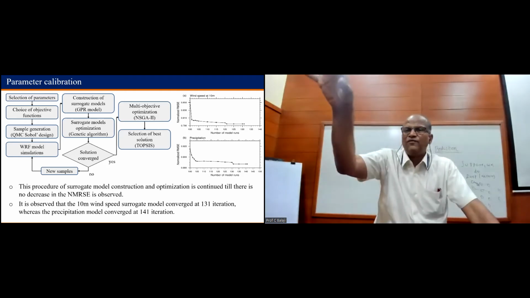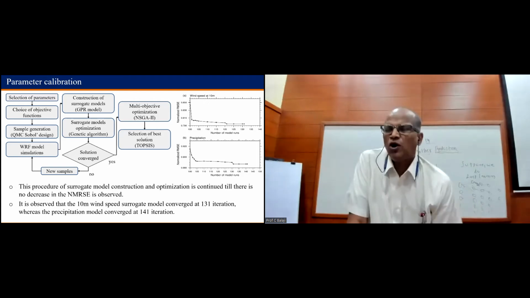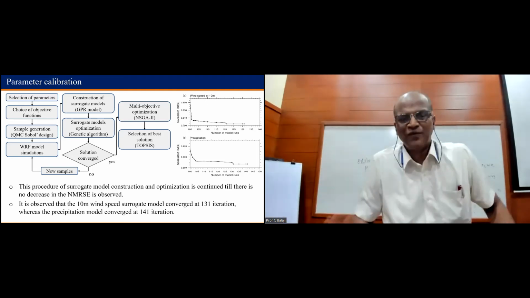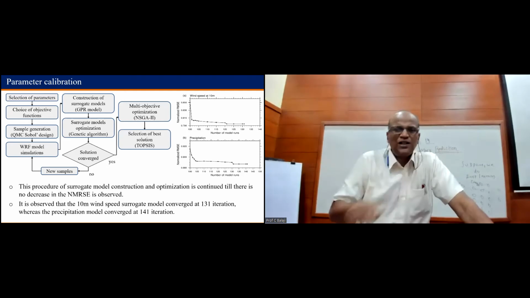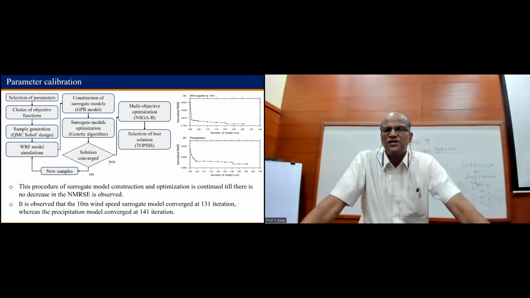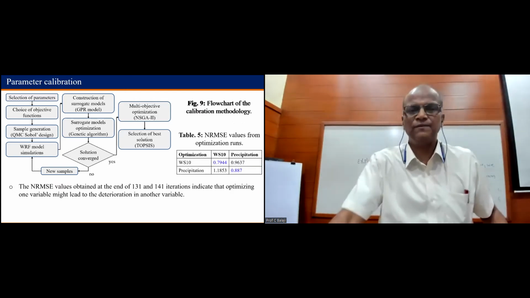And what is the final goal? Basically, the error should keep on reducing. Once you keep on doing it, the error will not change, and that's where you stop. Now look at the last line of this slide. It is observed that the 10-meter wind speed model converged at the 131st iteration, whereas precipitation converged at the 141st iteration.